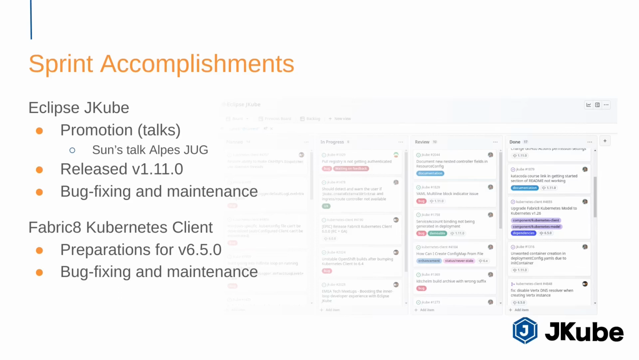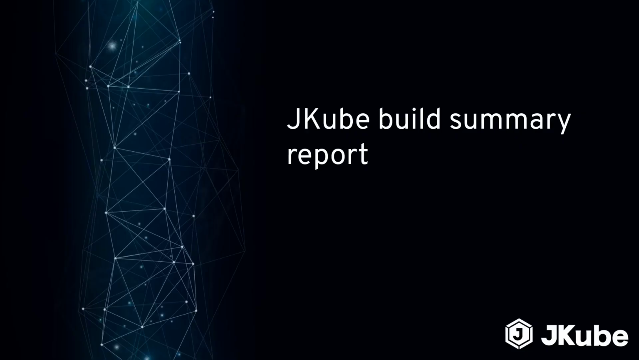On the kubernetes-client side, we are preparing for releasing the next version, 6.5.0. And apart from that, we are working on the usual bug fixing and maintenance work. Today, we'll take a look at the JKube build summary report feature that we have added.